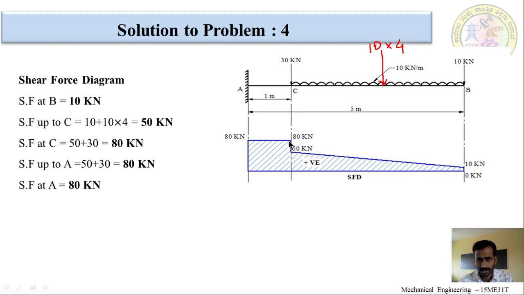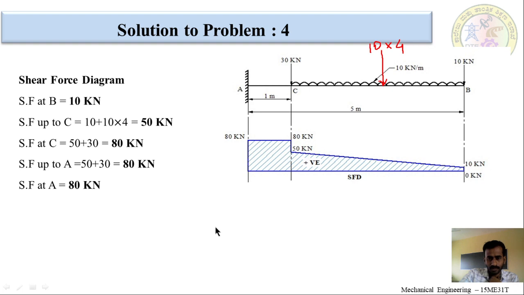So, from base to the 80 kilonewton, that is you have to mark with the 80 units. So, then from C to A, again there is no load, it is a horizontal line. So, shear force at A is 80 kilonewton. So, you have to draw a horizontal line from C to A. So, this is the shear force diagram. Hatch it, and mark the sign, as per the sign convention, it is a positive shear force.